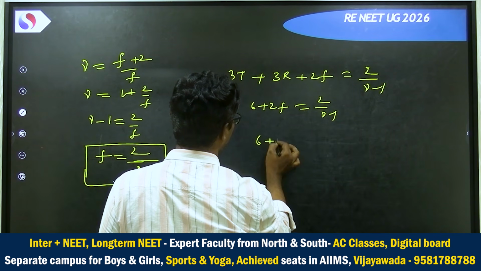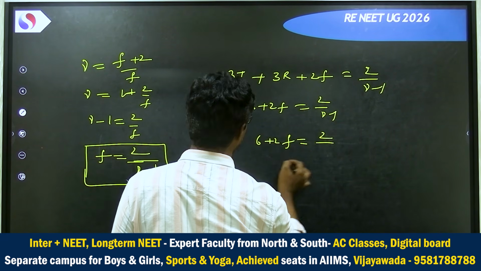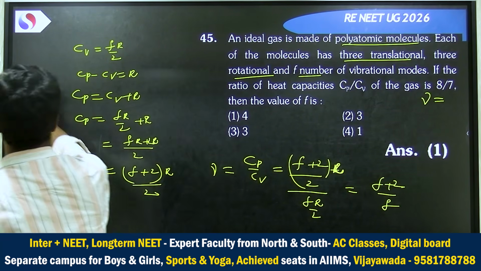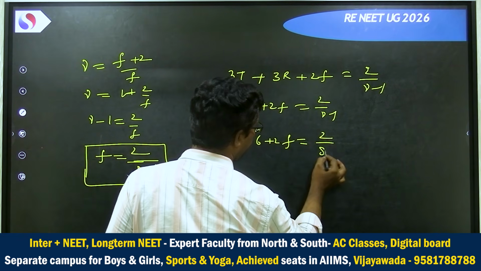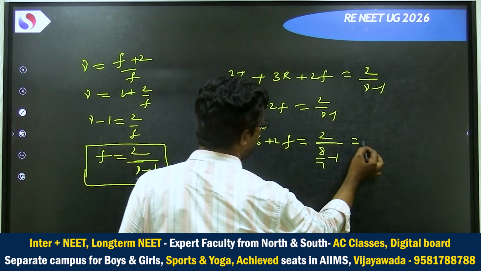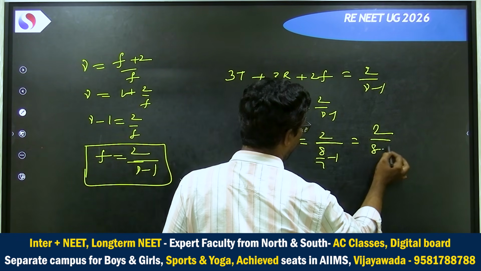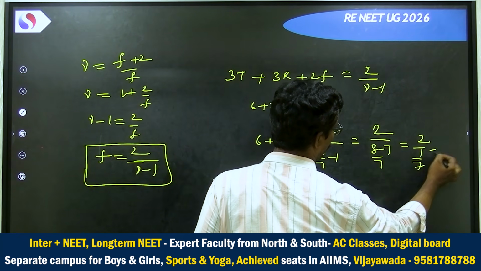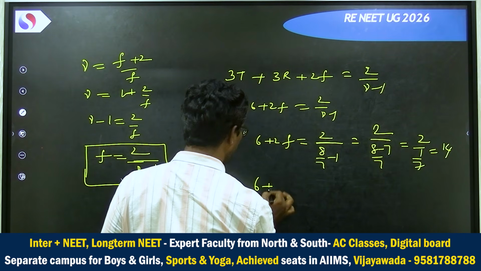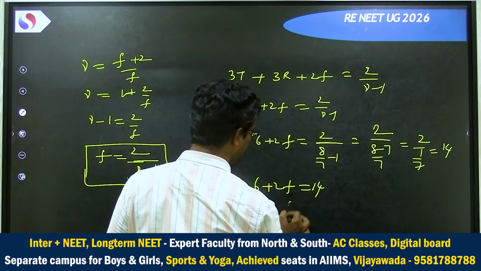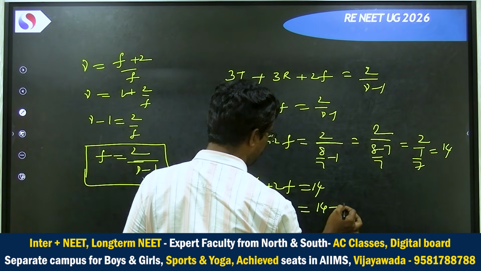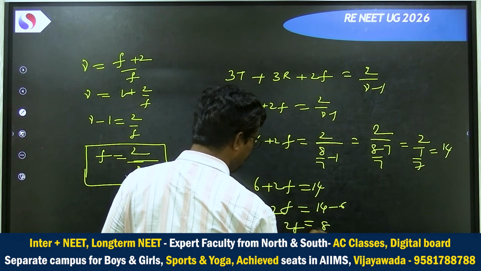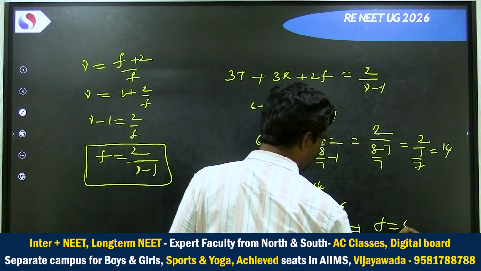6 plus 2f is equal to 2 by gamma minus 1. What is the value of gamma? Gamma is equal to 8 by 7. Gamma minus 1 is 8 by 7 minus 1, which is 8 minus 7 by 7, that is 1 by 7. So 2 by 1 by 7 is equal to 14. Here 6 plus 2f is equal to 14. 2f is equal to 14 minus 6, which is 8. So f is equal to 4.